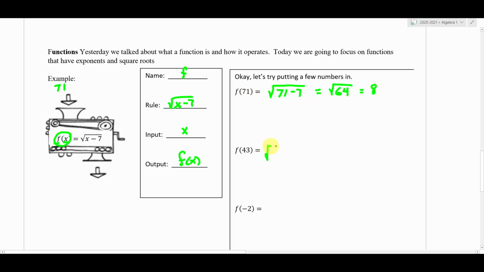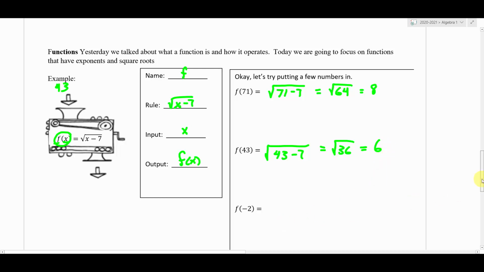All right, let's try it again. This time I'm going to put a 43 in there, right? So into my machine goes a 43. I got 43 minus 7, which is 36. So inside of that square root, I'm going to have a 36 when I do that subtraction first. And then I'm going to square root it. I'm looking for a number multiplied by itself that will give me a 36. Well, that's going to be 6. So I put a 43 in, did stuff, got a 6.